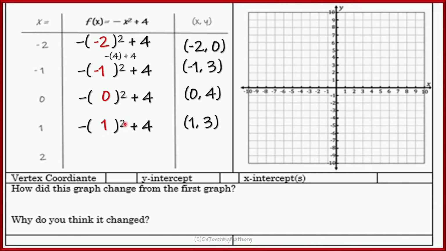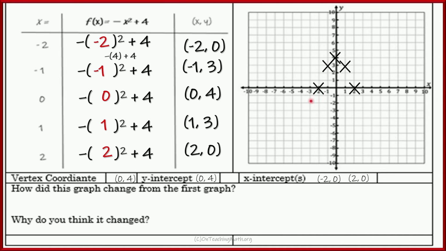Yeah, see, 1 squared is 1, but it's negative now, and plus 4 is 3. So just being careful with all those things right there. Let's go ahead and put these on the graph. And look at this one. This one's upside down of the last one. It's going down instead of up. Well, that's pretty cool. So our vertex is going to be 0, 4.